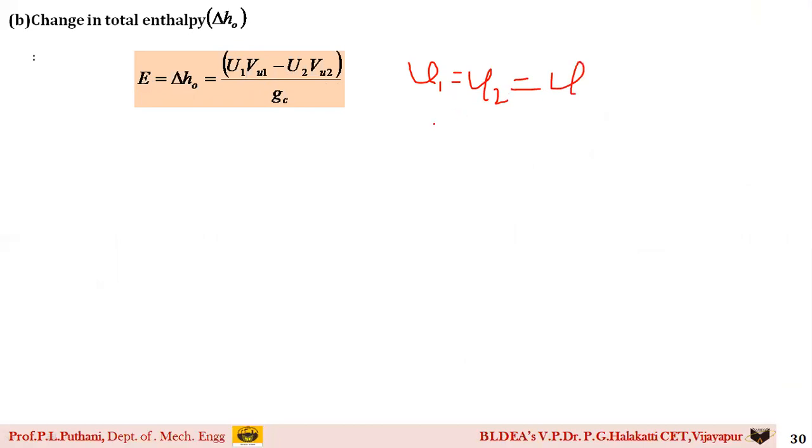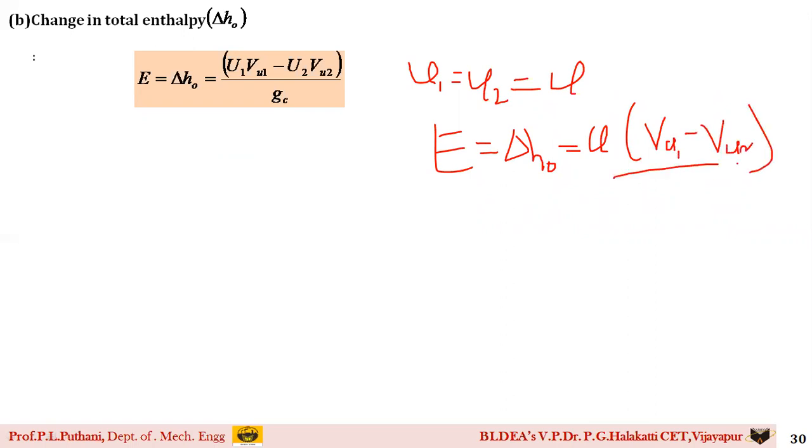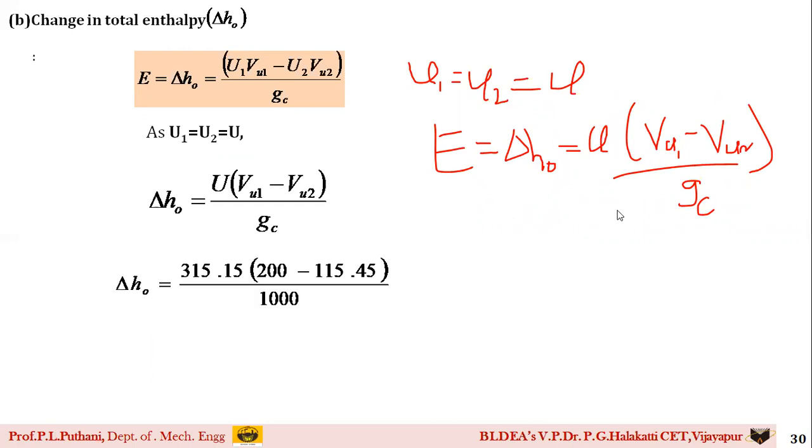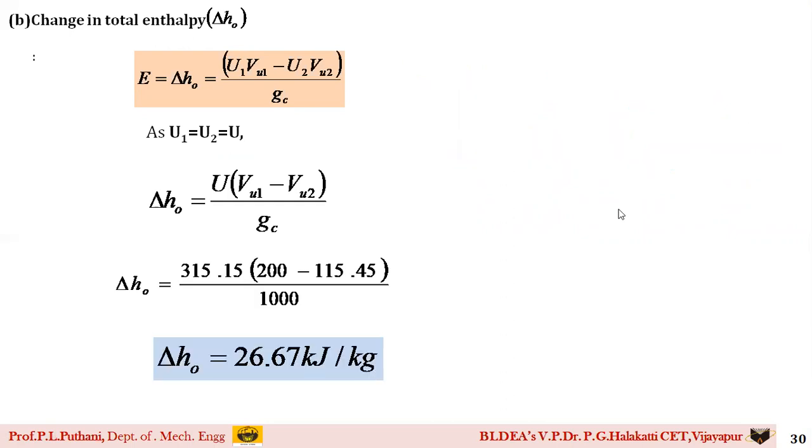So this energy equation E, or delta H naught, reduces to this form now, that is U of (VU1 minus VU2) by GC. GC is energy per unit weight. Its value is 1 itself. So substitute the values, get the answer. On simplification, we get the value of delta H naught as 266.67 kilojoules.